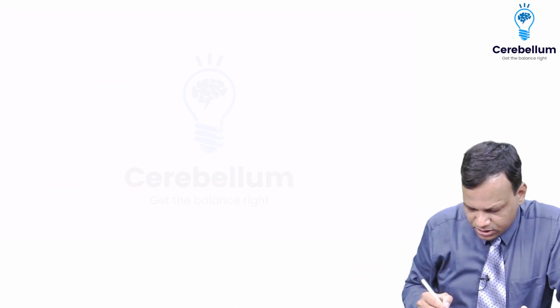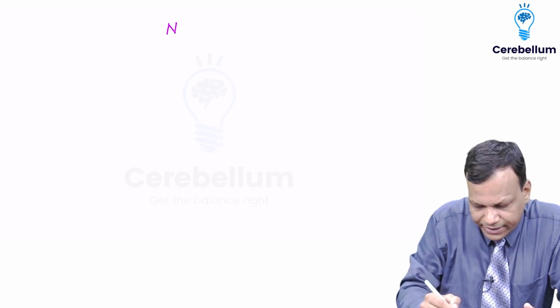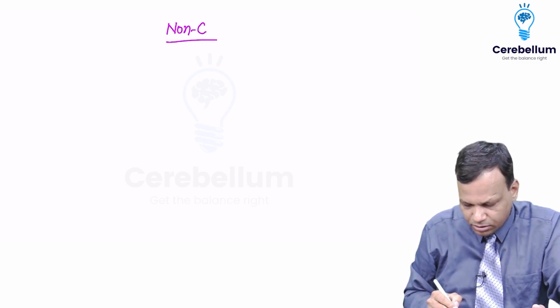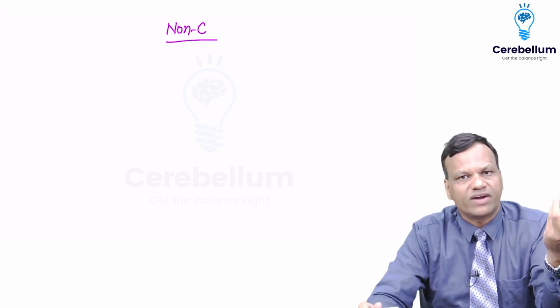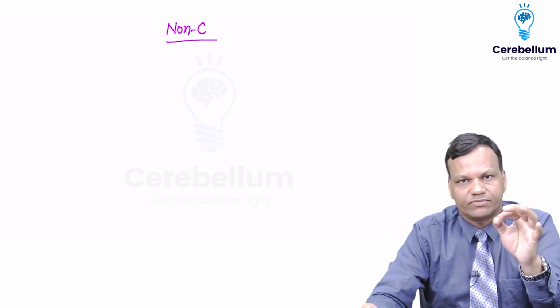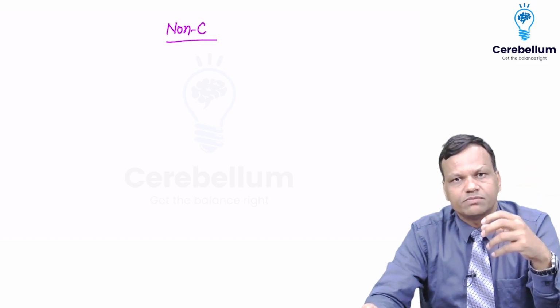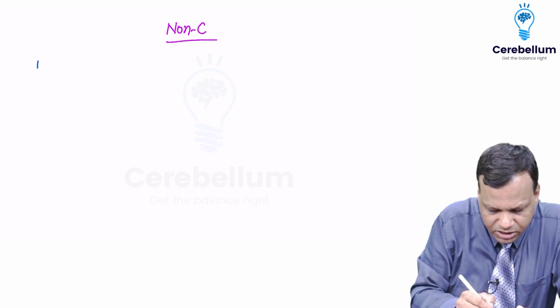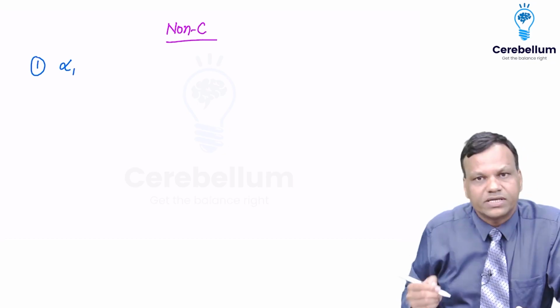Now we will move to the second group of directly acting drugs, which are called non-catecholamines. The non-catecholamines we discussed may be effective orally because they are not broken down by COMT in the GIT. Now we will discuss these drugs based on the receptors on which they work. So we'll start with the drugs working on alpha 1 receptors.